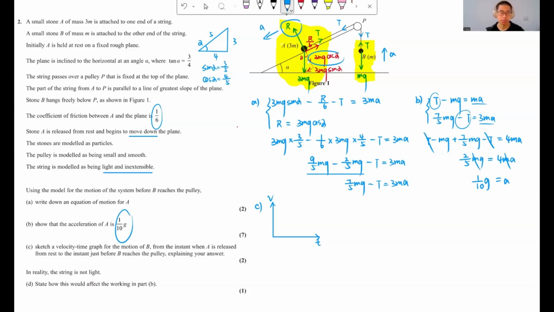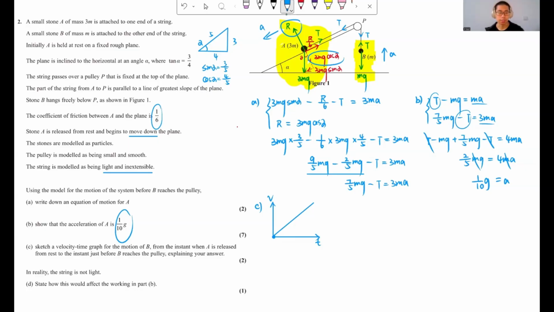So if we want to sketch the velocity time graph for the motion of B, it has to start from 0, 0. And then we know the gradient of the velocity time graph is equal to acceleration. And then we know acceleration is 1 over 10 g. So it's constant. So it has to be just a straight line, goes up. So it should be something like this. That's how we sketch them. Yeah. And then they want us to explain your answer.